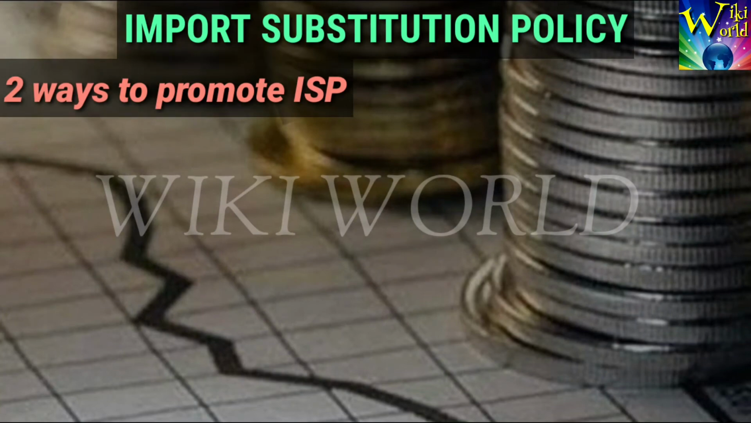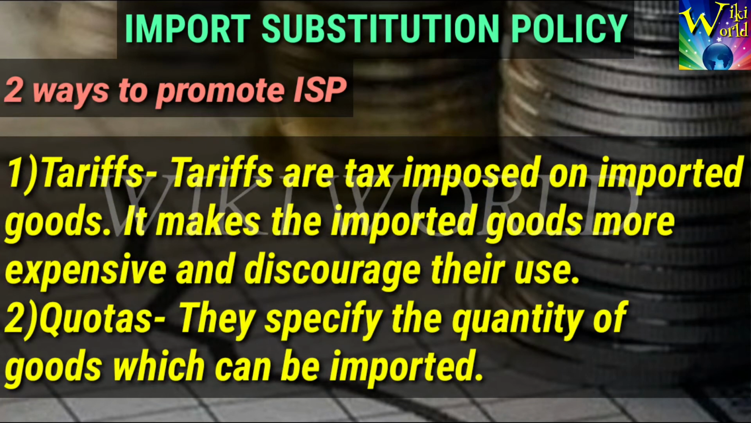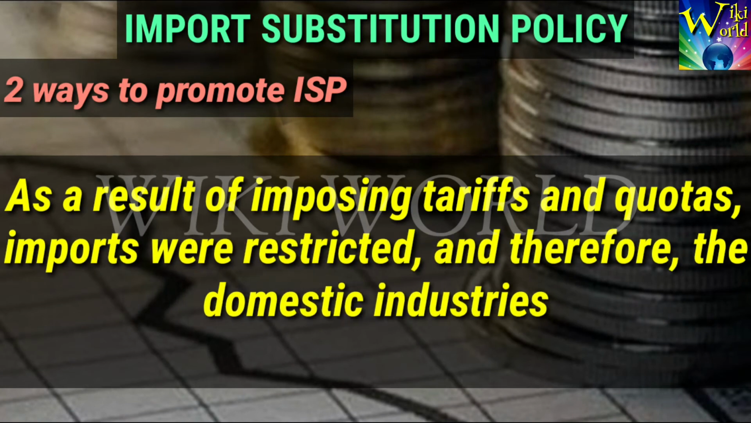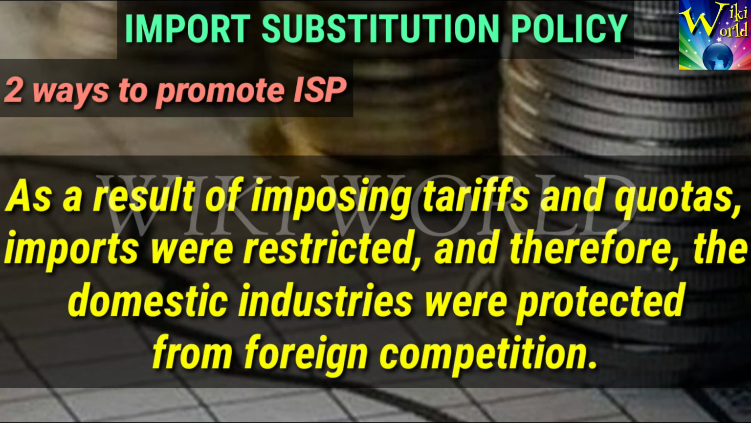The 2 ways to promote ISP, that is import substitution policy. First, tariffs. Tariffs are taxes imposed on imported goods. They make the imported goods more expensive and discourage their use. Second is quotas. They specify the quantity of goods which can be imported. As a result of imposing tariffs and quotas, imports were restricted and therefore the domestic industries were protected from foreign competition.